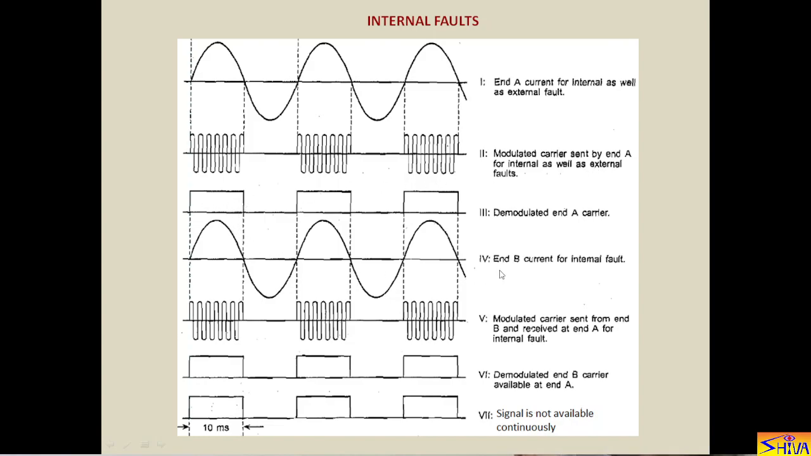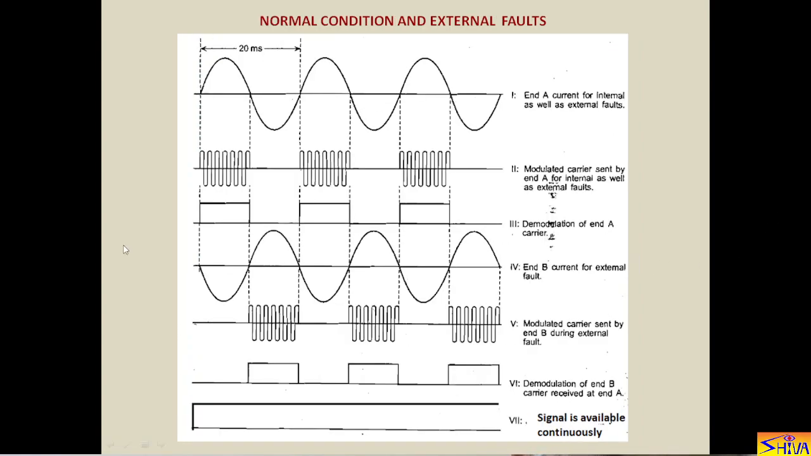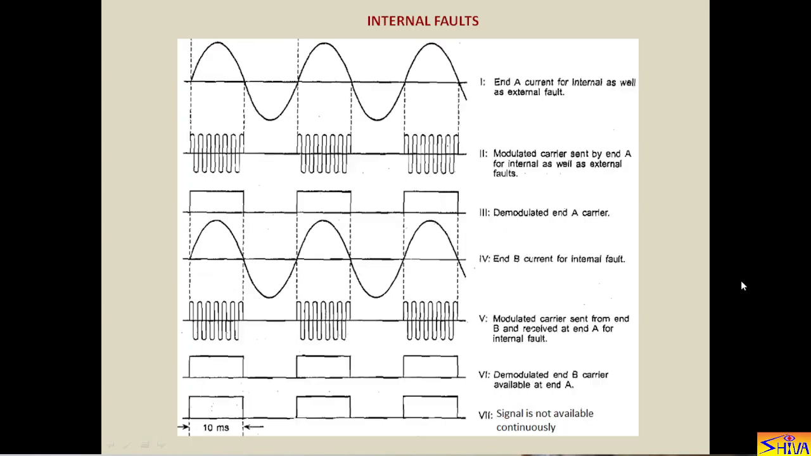Now at end B, current for internal fault. At end B, this was the signal during normal condition. It is present from 180 to 360 degree, and when internal fault takes place, the direction of current at end B reverses. So this will also reverse. Hence, we get signal present at end B in the secondary of CT from 0 to 180 degree only. From 180 to 360 degree, signal will not be present.